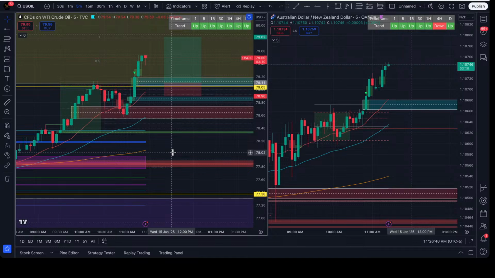But once you know how to read a chart, once you know how to do top-down market analysis, once you understand market maker models, buy-sell models, it's all fractals. Just because we do this on a daily doesn't mean you can't do this on a weekly or a monthly.